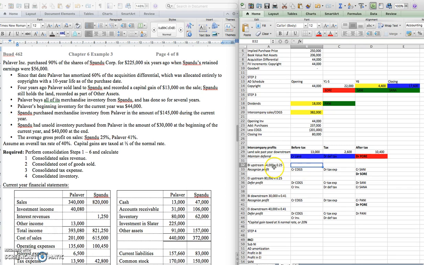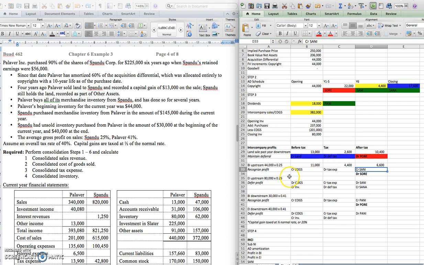Next, let's move on to our upstream transactions. Let's first start with our beginning inventory. Well, you can see here in the question it tells you that their beginning inventory was 44,000. And it also gives us information about their gross profit on sales. So let's enter our formula. 44,000 times 25%. Now for the tax, we're able to take the full 40%, so times that by 40%. And of course, the after tax is going to be the difference between 11,000 and 4,400.